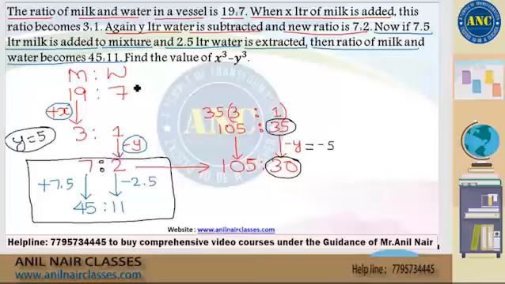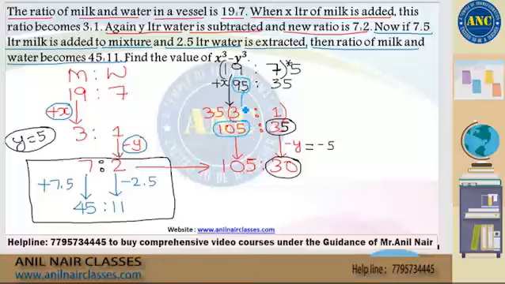Again, take it to the next level. The actual ratio initially is 19:7. I am adding some liters of milk; water I am not adding. Here the water is 7, but actually the water is 35. 7 should become 35, so multiply by 5. 19 into 5 is 95. 7 into 5 is 35. Can I say that it was 95 milk initially and it became 105 milk? That means the extra milk added is 10 liters. That 10 happens to be the x value. X value is 10. Y value is 5.